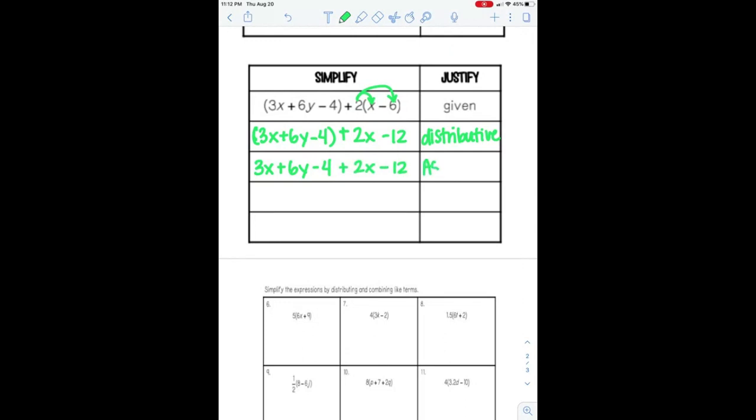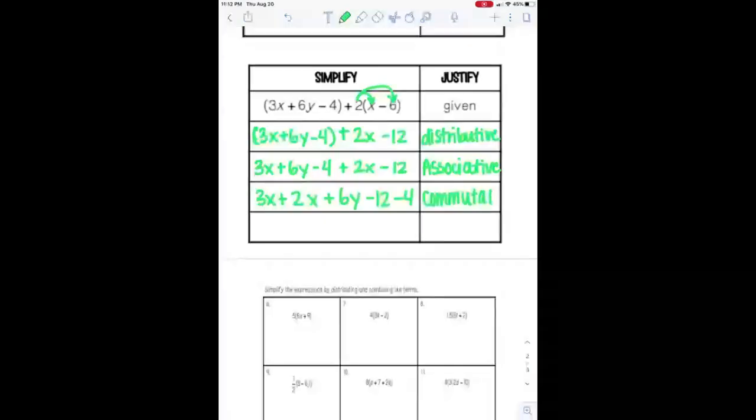And next I'm going to do my optional step of reordering. Like I said, you do not have to do that. If you find it is making you get questions wrong instead of helping you get them right, then don't do it. Okay? So I'm going to rearrange it so my 3x and my 2x are next to each other. My 6y is going to just be forever alone because I don't have another y. And my -12 and my -4 are going to be right next to each other as well. Like I said, that step is optional. If it helps you, do it. If it doesn't, don't do it. It's not going to hurt my feelings.